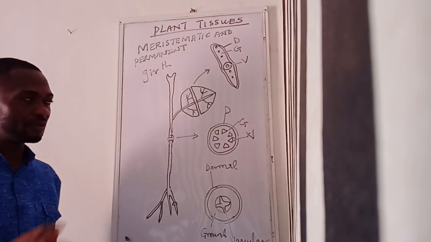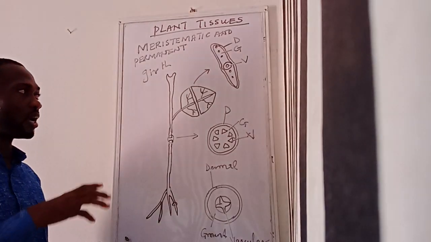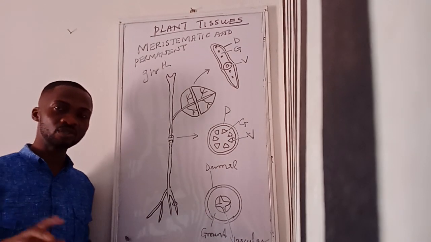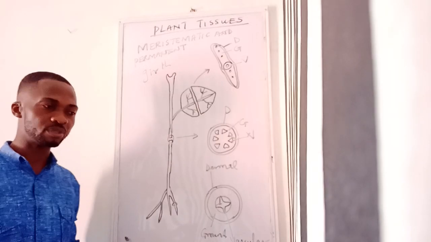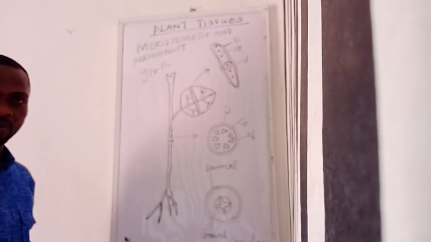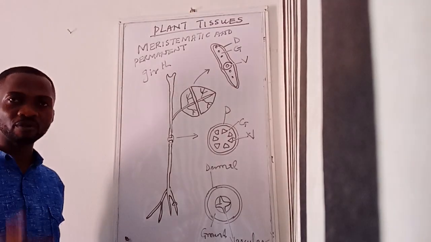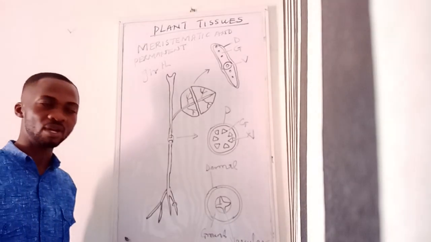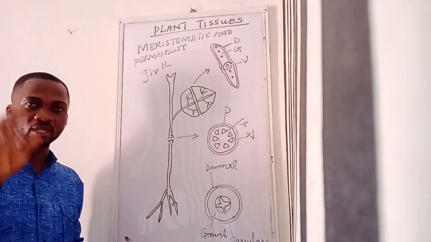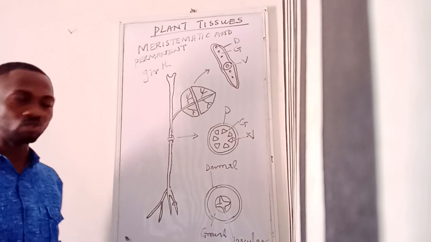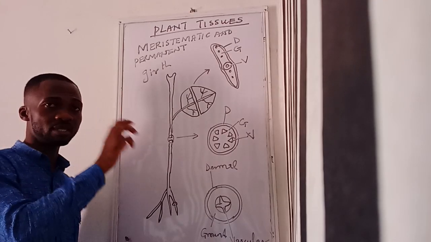And in the leaves, the epidermis also contains what is called a stomata. This stomata contains an opening that helps to regulate gaseous exchange between the plant and the external environment. However, the stomata is also surrounded by a group of cells known as the guard cells. These guard cells regulate the opening and the closing of the stomata. So that is about the dermal tissue.